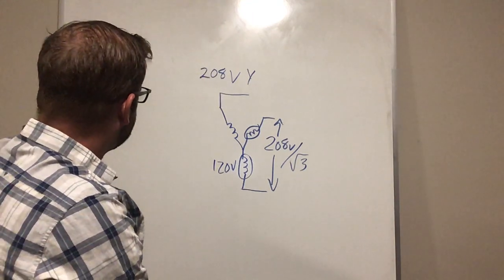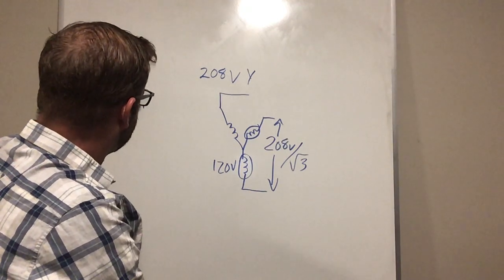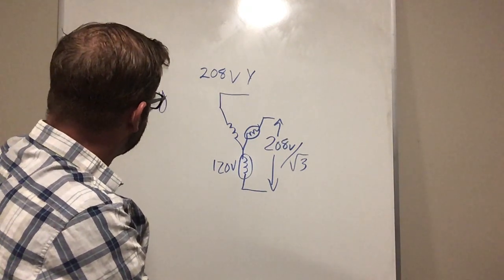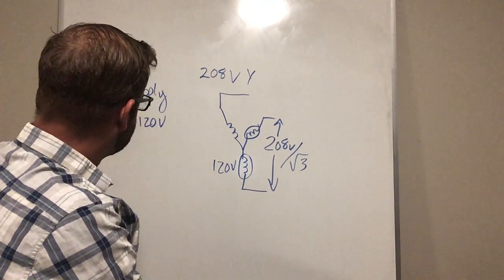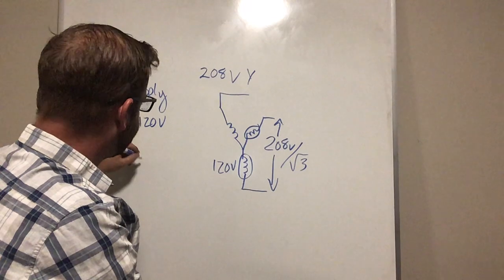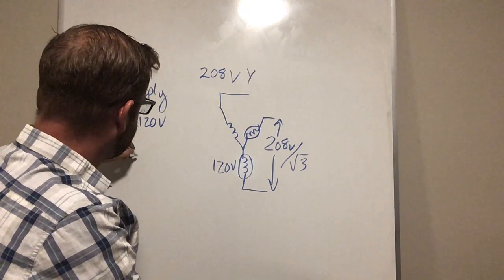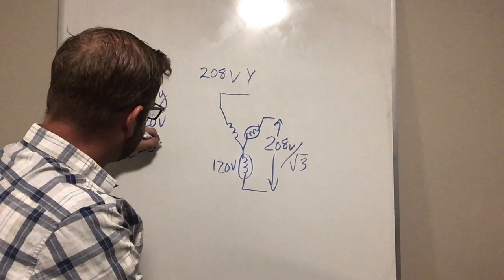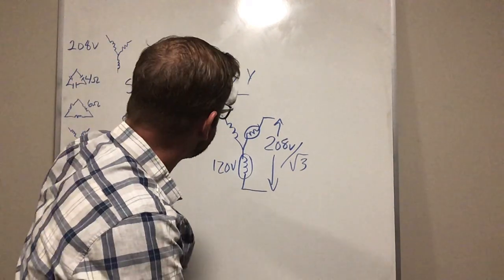So we've got a supply that has 120 volts, an E phase of 120, and our E line is 208 volts. All right, so we'll erase that.